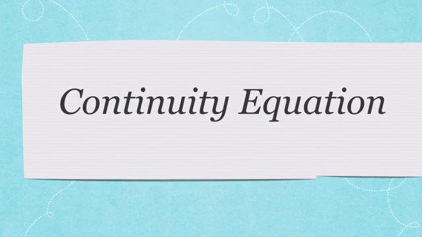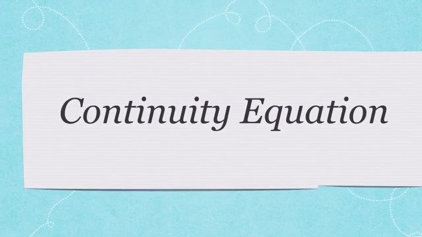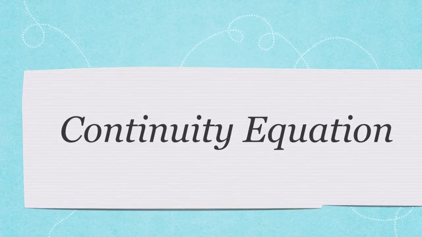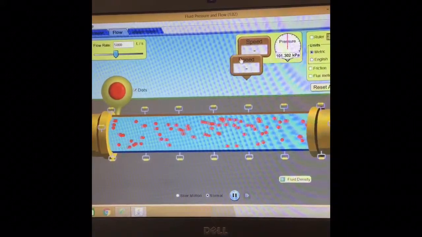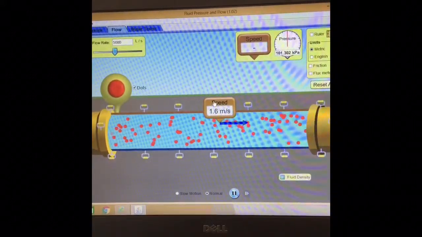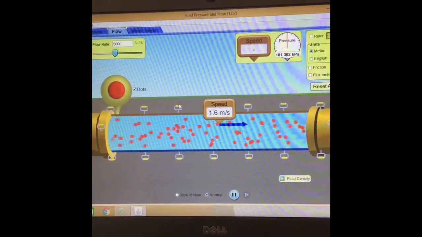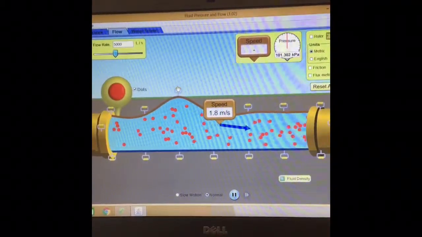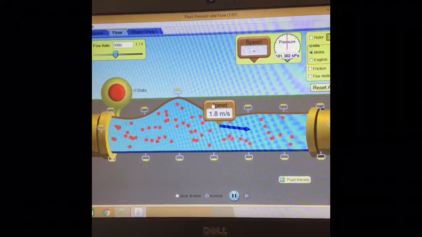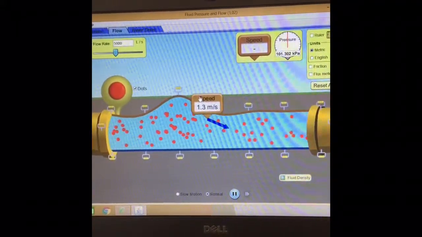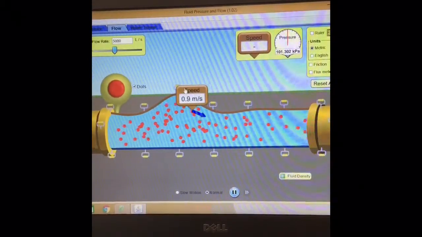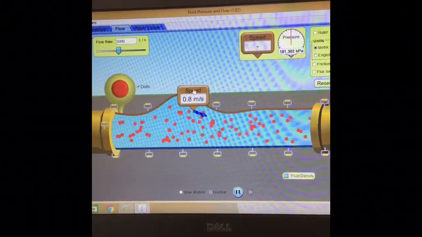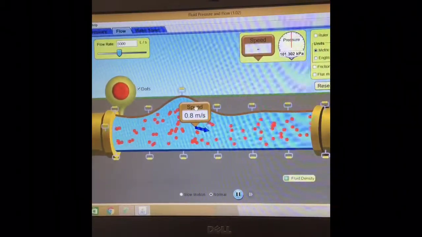Next, we're going to head over to 9-3 and discuss the continuity equation and how it applies to the video. Okay, so we know that the continuity equation is A1 times V1 equals A2 times V2, meaning that it will be constant throughout the entire time. Notice when you increase the area, the speed decreases. The same is true if you were to decrease the area, then the speed would increase, so that it would remain constant.